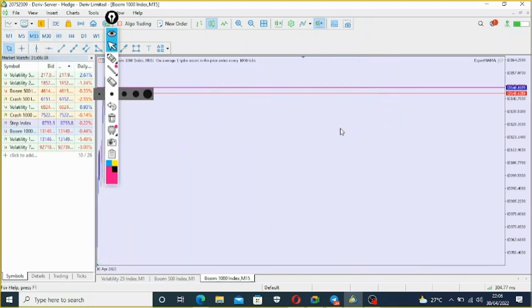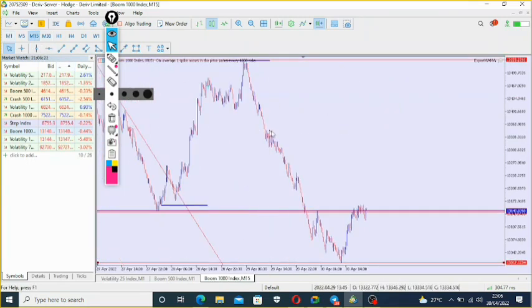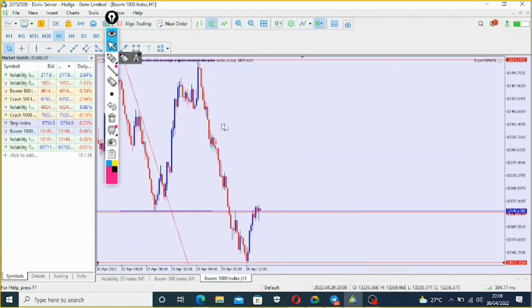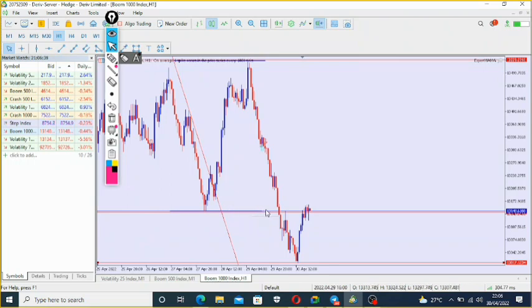Yes, sir. This is Boom 1000 where we just finished discussing. Nobody knows what it is doing. We just finished talking about this one now. I told you guys that it broke. Look at it. Let's go to H1. We said it broke this support level. Look at this H1. We said that it broke this support level, came back and retested it, and then moved down.